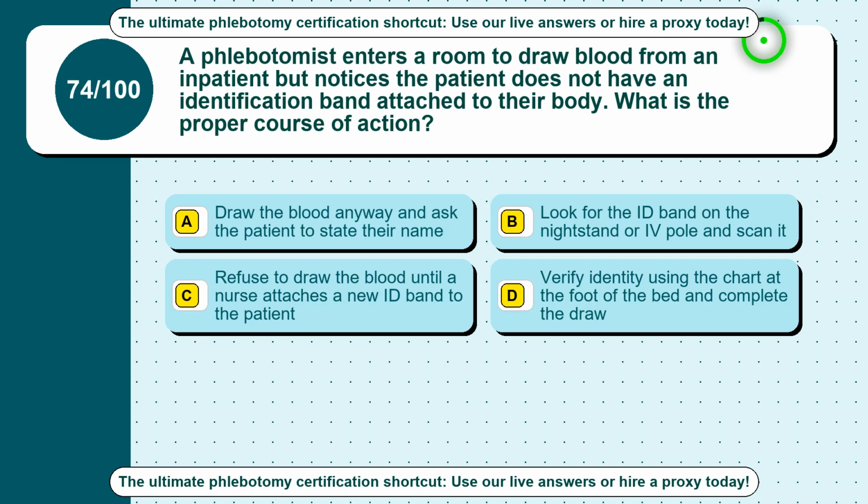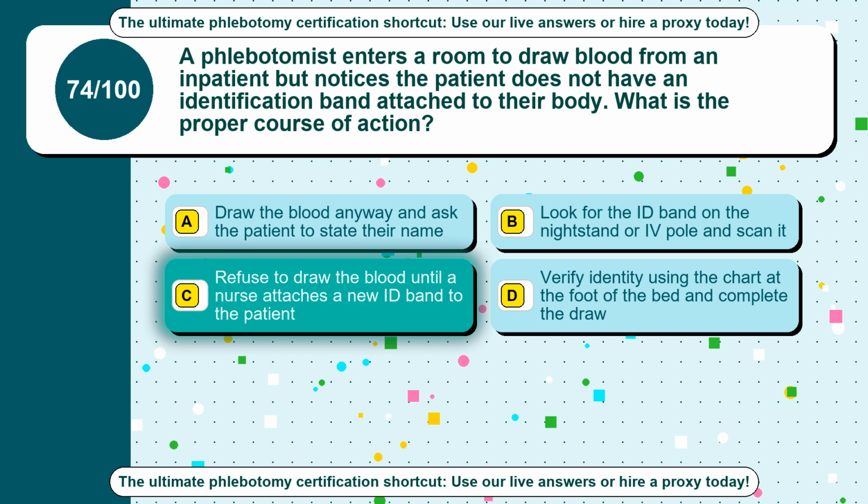Question 74. A phlebotomist enters a room to draw blood from an inpatient but notices the patient does not have an identification band attached to their body. What is the proper course of action? Option A. Draw the blood anyway and ask the patient to state their name. Option B. Look for the ID band on the nightstand or IV pole and scan it. Option C. Refuse to draw the blood until a nurse attaches a new ID band to the patient. Option D. Verify identity using the chart at the foot of the bed and complete the draw.